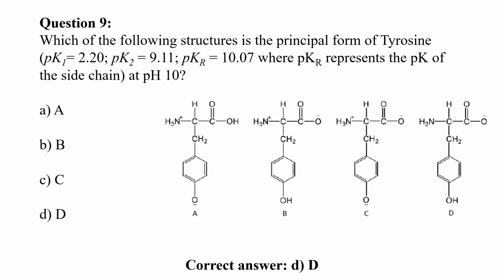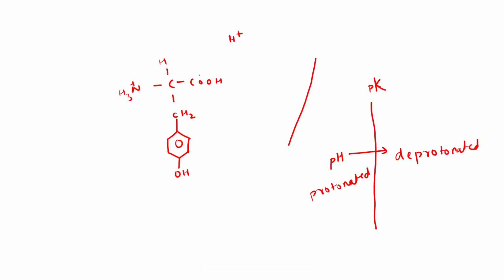So here we have pK given for the acidic group as 2.2. And the pH at which they have asked the question is 10. So pH has crossed the pK value, so this will be deprotonated. So it will be COO minus.